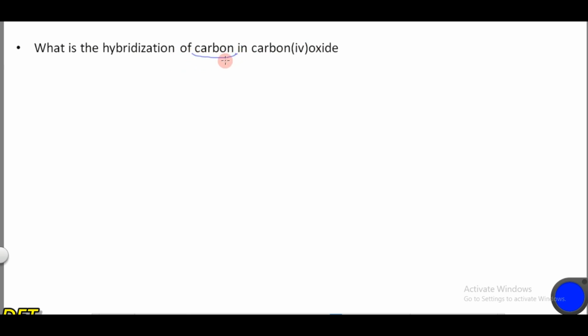So hybridization, like I mentioned before, depends on the electron density. It depends on the electron density around the atom. So the hybridization of carbon in carbon dioxide depends on the regions of electron density of carbon in carbon dioxide. So here we're looking at the hybridization of carbon in carbon dioxide, which is CO2.